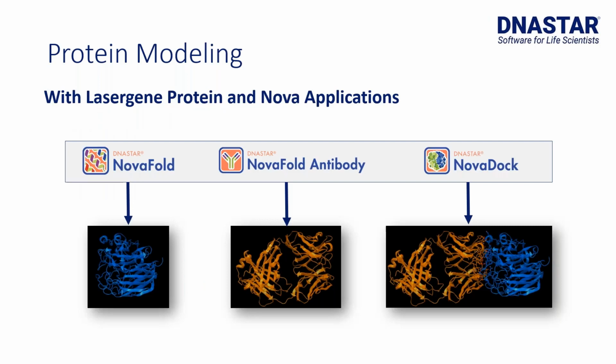So I mentioned protein modeling. We have three what we call NOVA applications that do protein modeling. So the first is NovaFold, which does protein structure prediction. The second is NovaFold Antibody, which also does structure prediction, but specific to antibody structures. And then NovaDock models protein-protein interactions. And so one example of how you could use all three of these applications together might be modeling an antigen with NovaFold, an antibody with NovaFold Antibody, and then modeling the interface between those two with NovaDock.